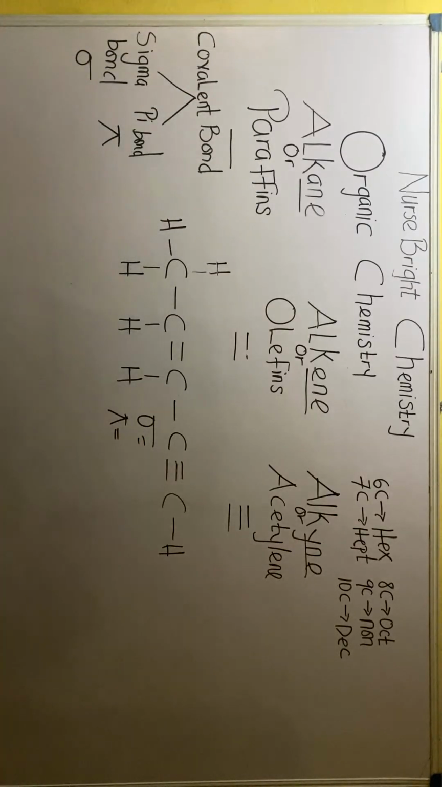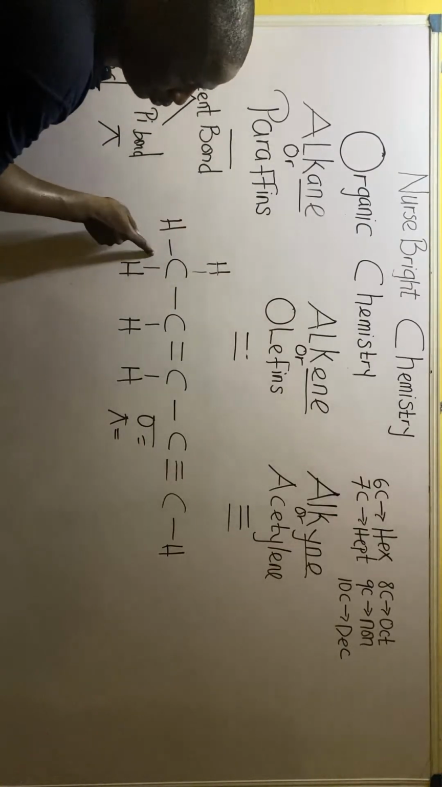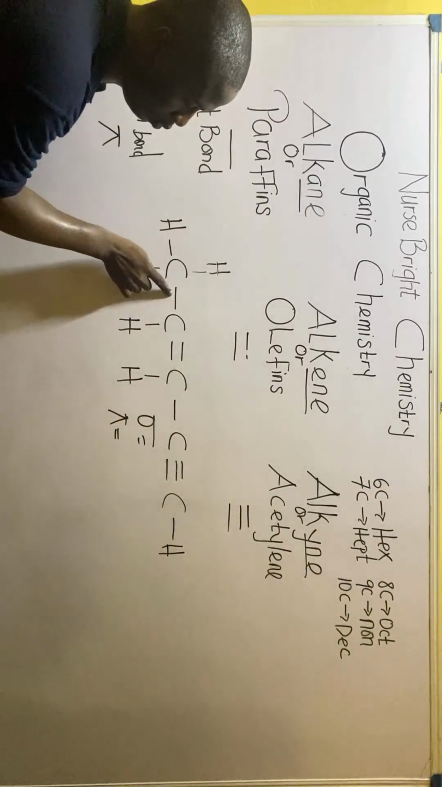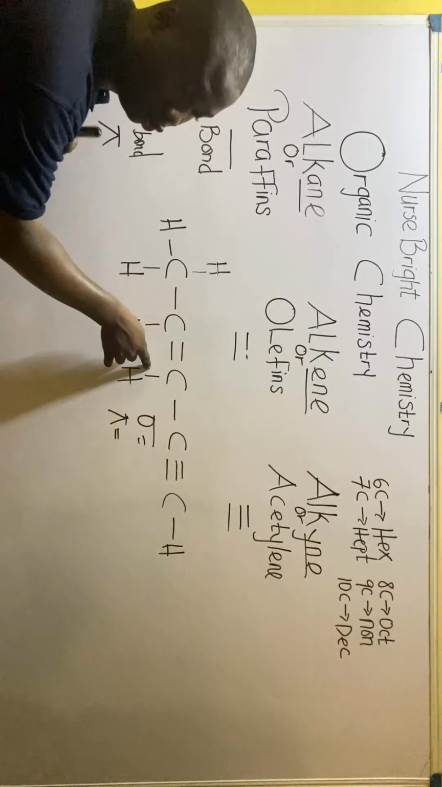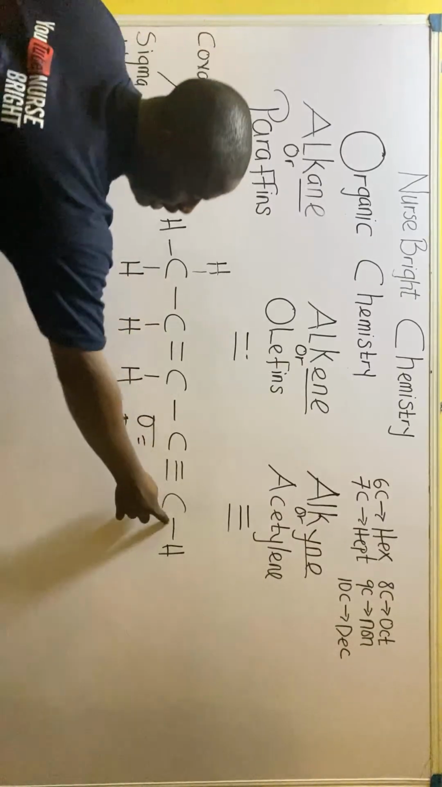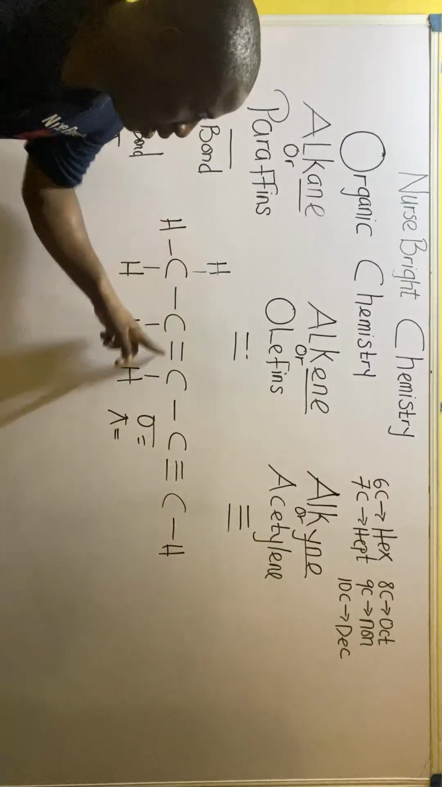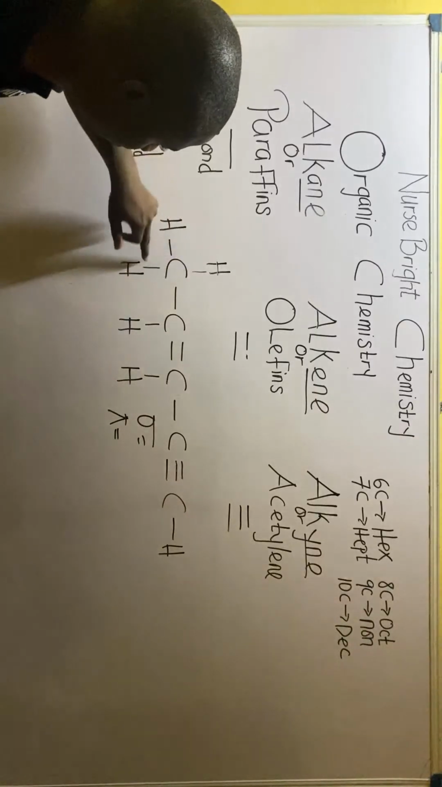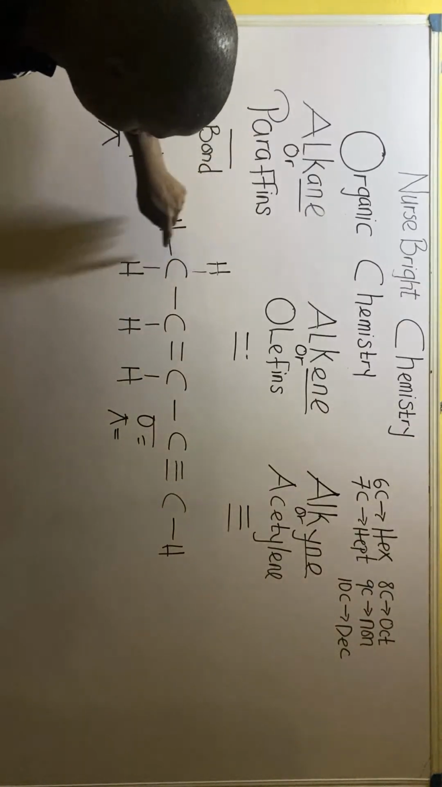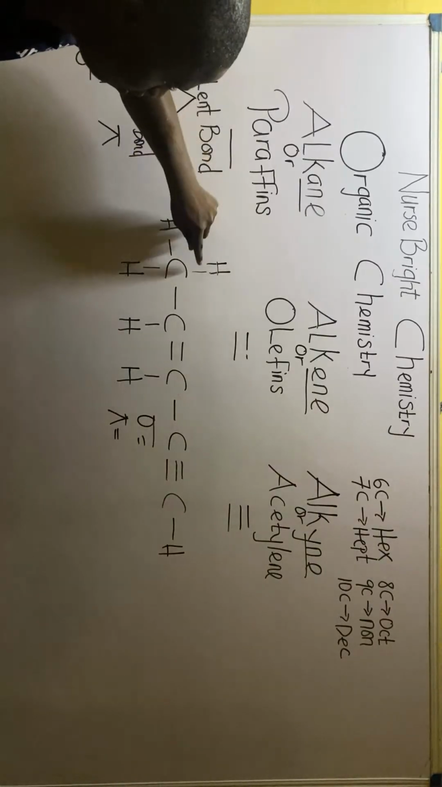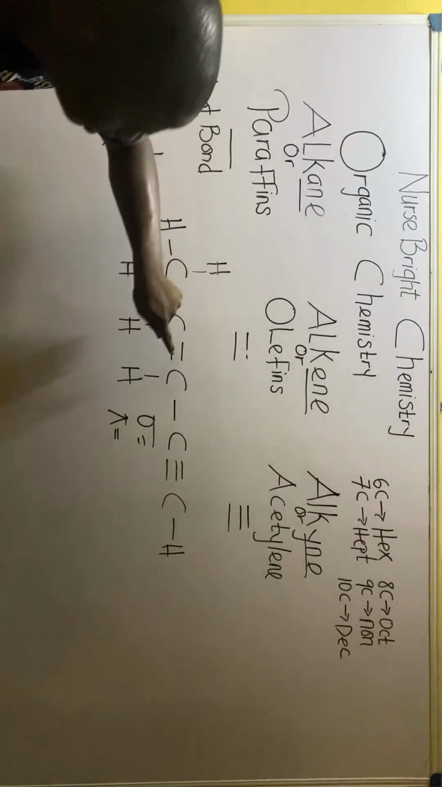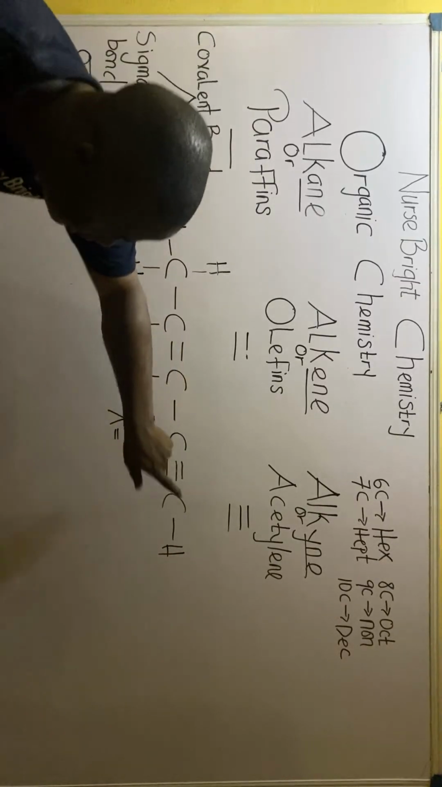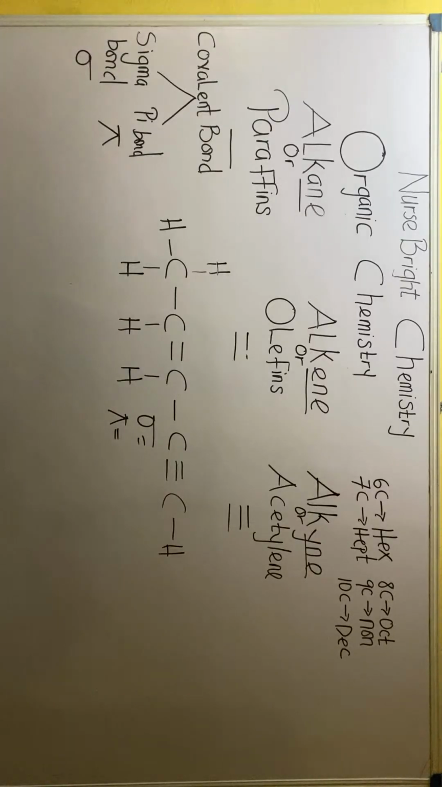Count carefully. Let me count my own first. 3, 4, 5, 6. Alright, let me count again. 1, 2, 3, 4, 5, 6, 7. I'll do my own to your own. 8, 9, 10. Wow, I got 10. Let me count again. 1, 2, 3, 4. 1, 2, 3, 4, 5, 6, 7, 8, 9, 10. Right, I'm correct. So let me see yours.